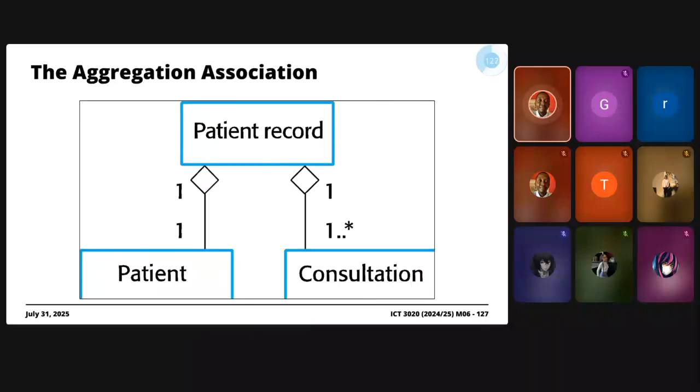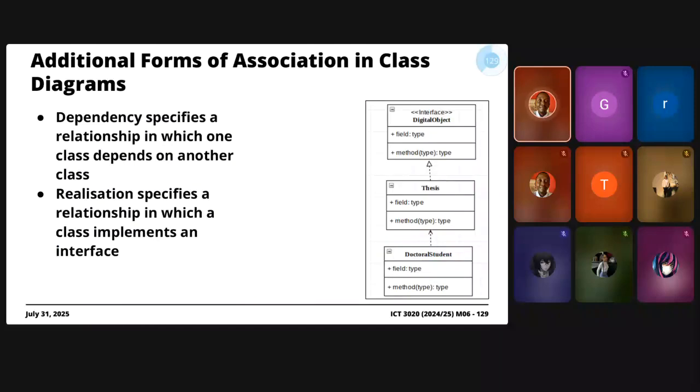So these are other types of relationships, right? Aggregation and association. And then it turns out that there are other forms of associations, like linkages, relationships that you can use. For instance, you can specify a dependency, right? A dependency will specify a relationship in which a class depends on another class.